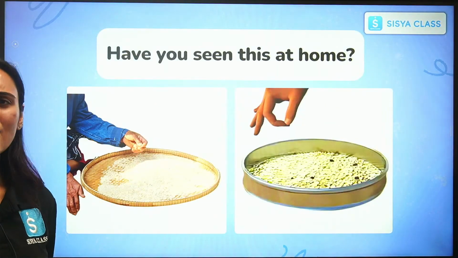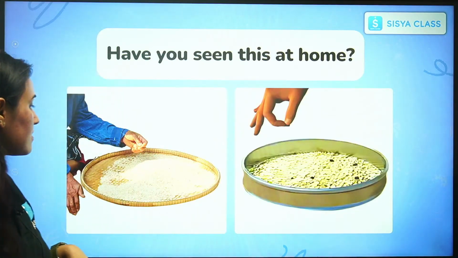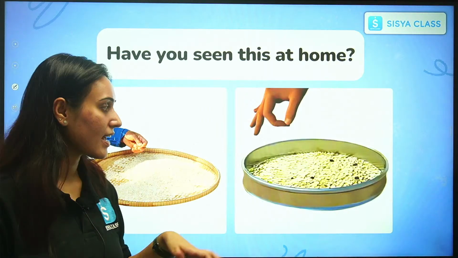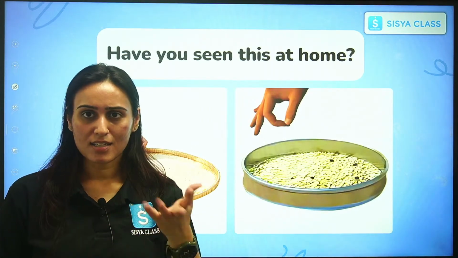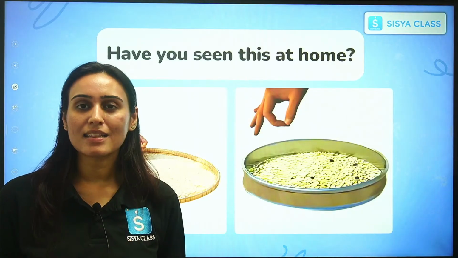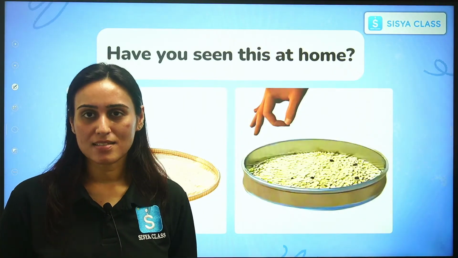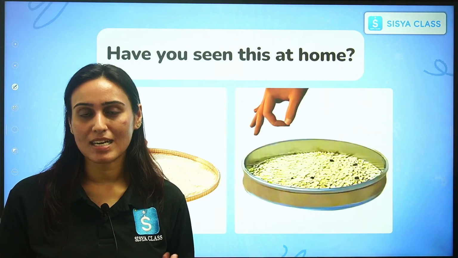Okay, and you must have seen this also in your home. Have you seen this thing in your home, everyone? That we are picking out stones from, let's say, rice, or we are picking out unwanted things from the dal. Your mother, your father, you must have seen them doing this thing. And sometimes they ask us also, can you help us in picking out those stones and unwanted things which are present in the rice or dal?